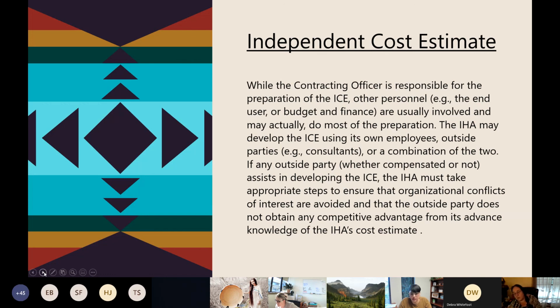If any outside party, whether you're compensating them or not, assists in developing that ICE, you have to take appropriate steps to ensure that an organizational conflict of interest doesn't occur. Normally, you don't let them bid on it, because they could obtain a competitive advantage from advanced knowledge of that cost estimate, what you think you're going to end up paying.